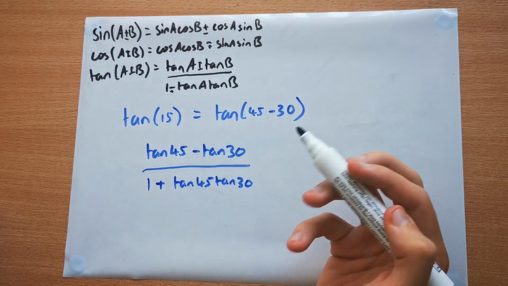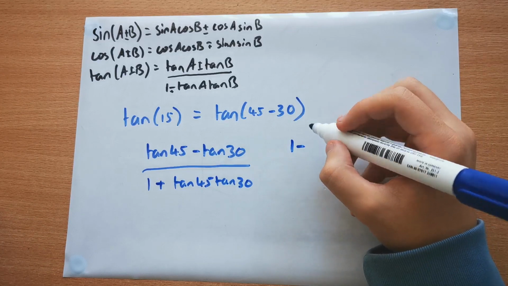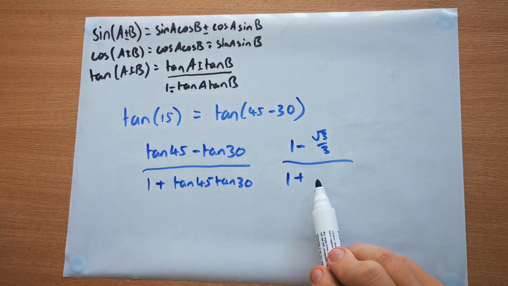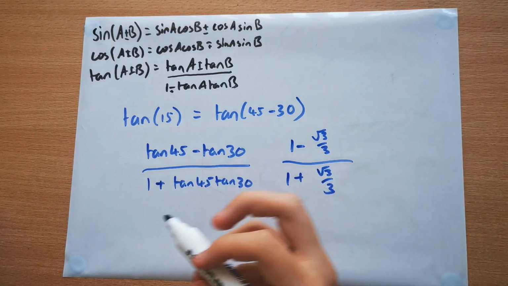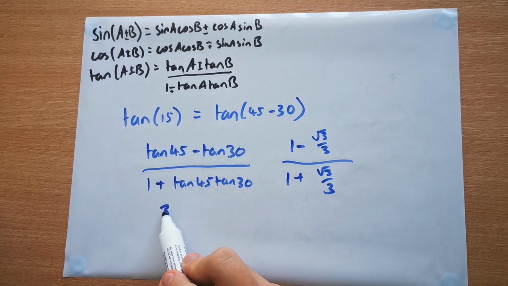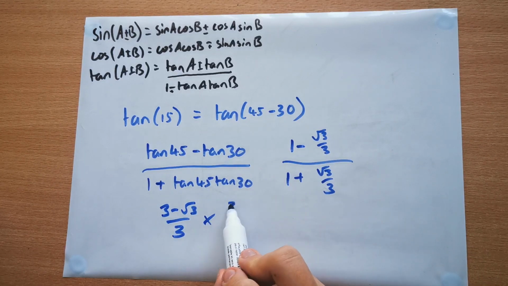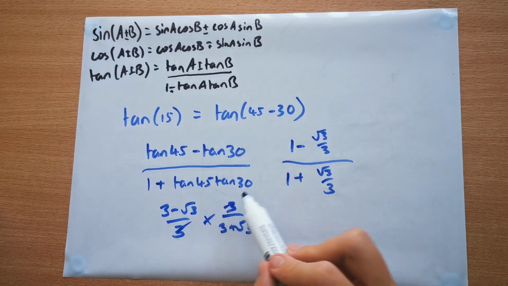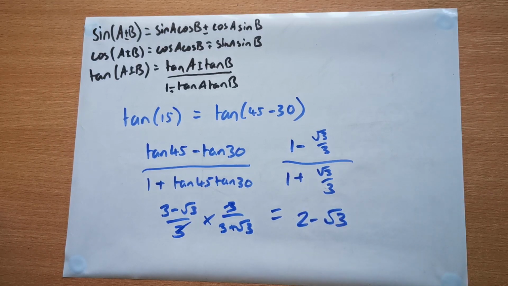Now you can type into your calculator what each of those values are. You will get 1 minus root 3 over 3, where tan 30 is root 3 over 3, divided by 1 plus tan 45, which is 1, multiplied by root 3 over 3. Now you can simplify that: it's 3 minus root 3 over 3, divided by 3 plus root 3 over 3, so we multiply by 3 over 3. Cancel that over that, and it is equal to 2 minus root 3 if you type that into your calculator. And that is your answer.